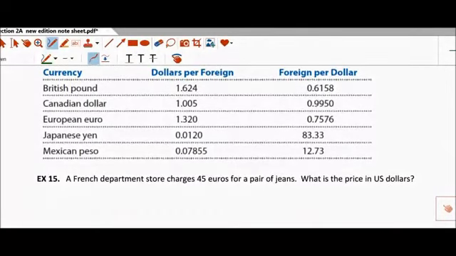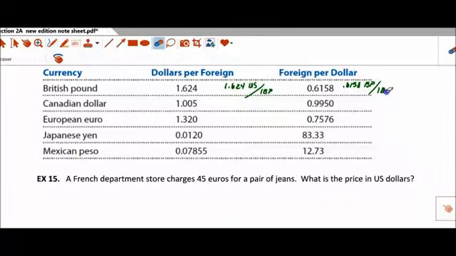Want to make a note here that the way this table works is this column is dollars per foreign. So this 1.624 represents US dollars per 1 British pound. This column represents the foreign, which would be 0.6158 British pounds per 1 US dollar. You could use either side that you want. I just want you to realize that's how we would interpret these values.